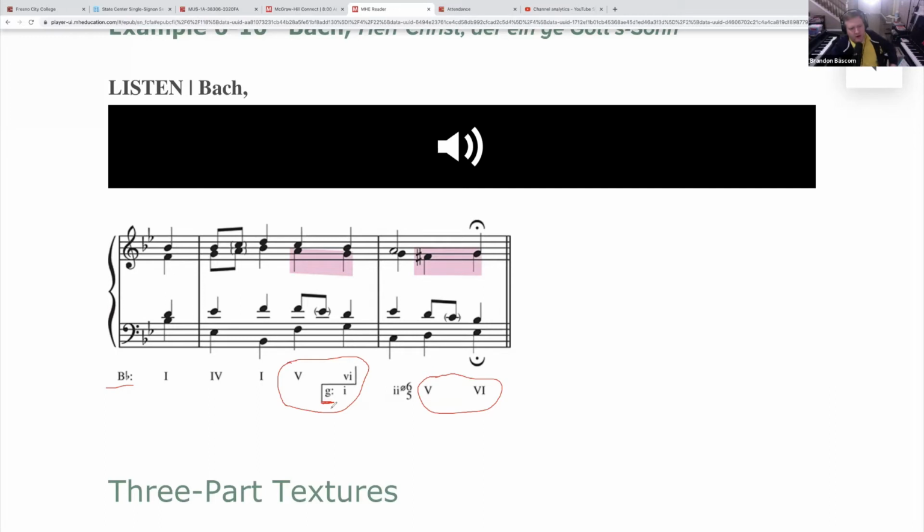Okay, so in this example, we have F, F, A, C, which is root, root, third, fifth, going to G, D, G, B flat, which is root, fifth, root, third. So all our tones are there. However, we have scale degree 7 here, which is our leading tone.